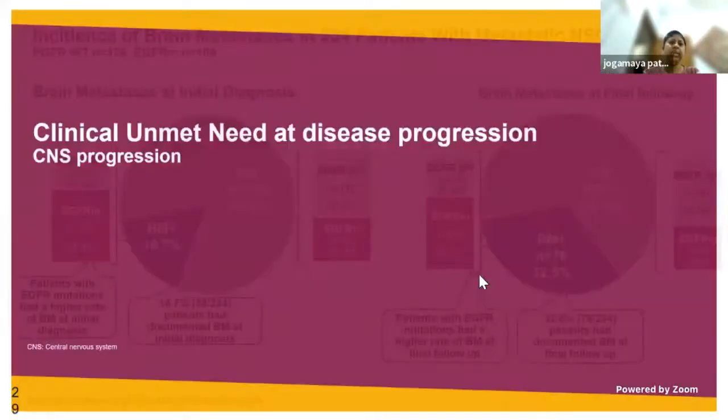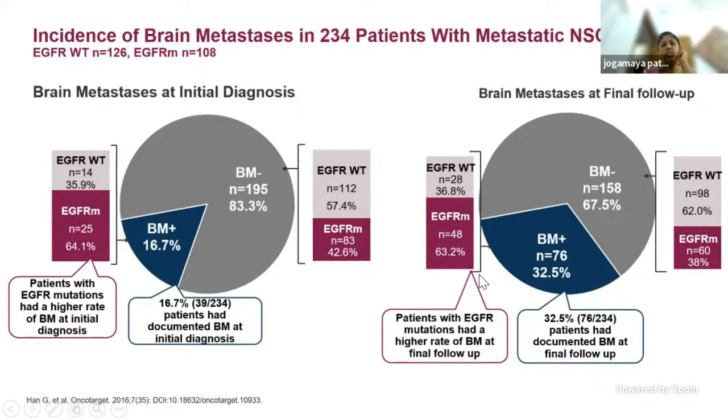So now the brain metastasis patients. In the AURA trial, 234 patients with brain metastasis were included. EGFR mutated patients were almost 64%, and patients with EGFR mutation had a higher rate of brain metastasis at the initial diagnosis. 16.7% of EGFR mutated patients had documented brain metastasis at the initial diagnosis. Sorry, this was the brain metastasis at the initial diagnosis. Patients with EGFR mutation also had a higher rate of brain metastasis at the final follow-up.